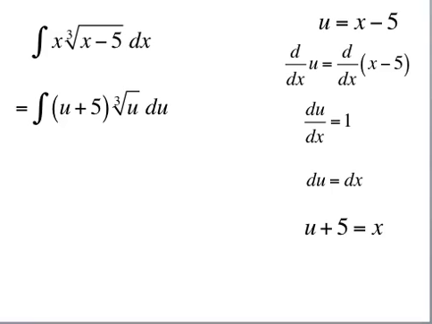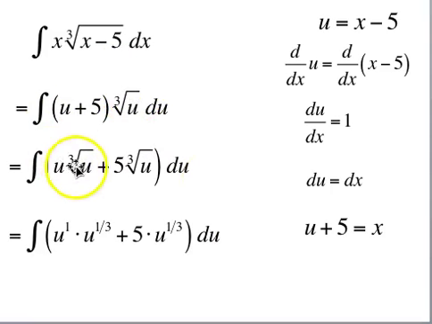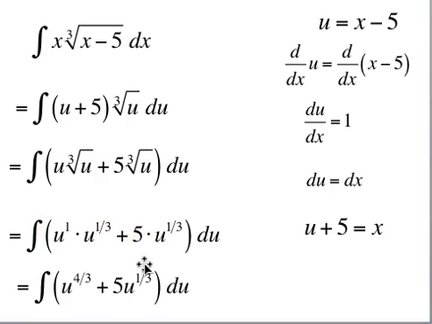Integral of u plus 5 times the cube root of u, since x minus 5 is u, du. Distribute: u times cube root of u plus 5 times cube root of u, du. But cube root of u is u to the 1/3, and u is u to the first. So u to the first times u to the 1/3, we add the exponents, that'll be u to the 4/3 plus 5u to the 1/3. So we'll need our u value, and we'll go from there.